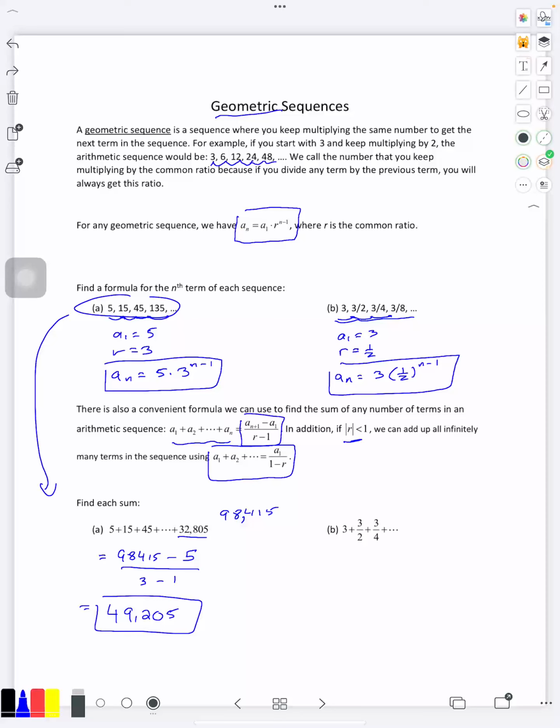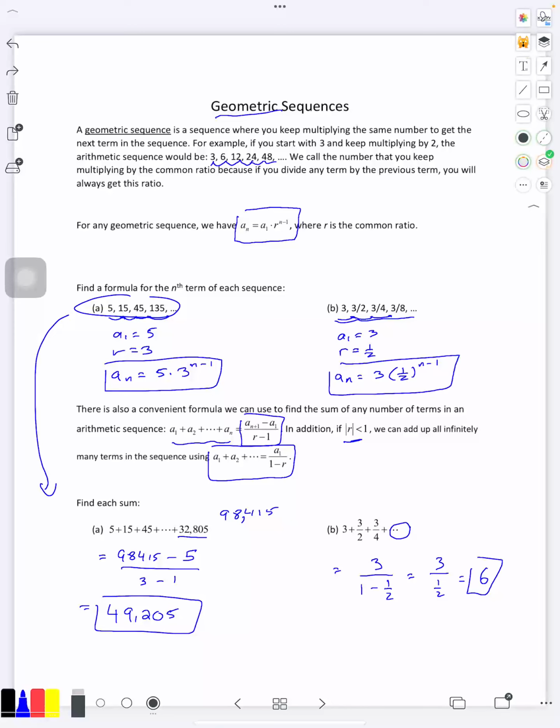And so from this formula, when you add infinitely many terms, it never stops like this. It's going to be the first term over 1 minus r, which is, in this case, 1 half. And we get the final answer is 6. So if you add all infinitely many of those terms, what you're going to get is the value of 6.